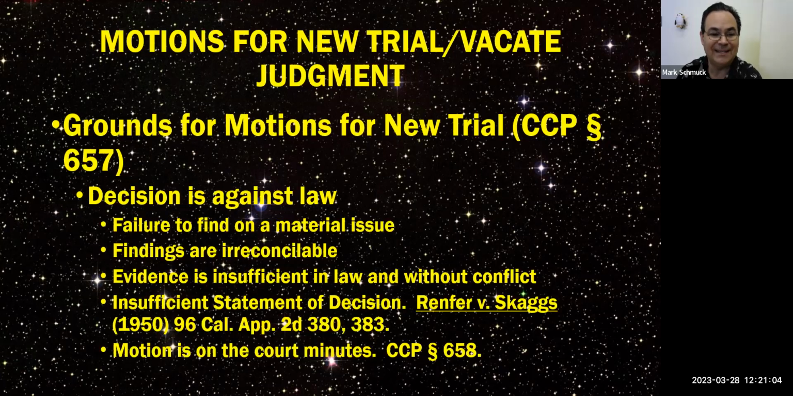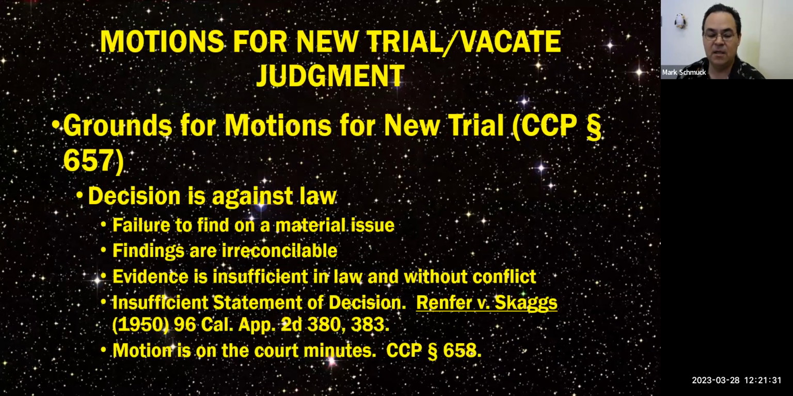The evidence is insufficient in law and without conflict. In other words, the prevailing party on the judgment did not make a prima facie case in order to justify the judgment, or the defendant was not able to raise a sufficient defense to the claim. An insufficient statement of decision would justify a new trial. I've given you the citation for that.